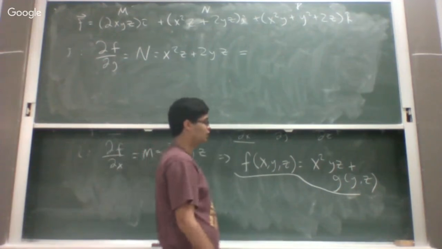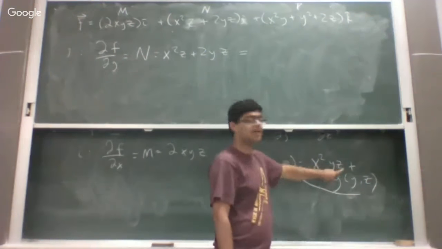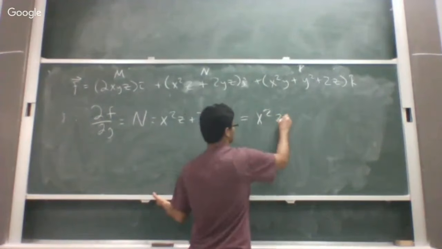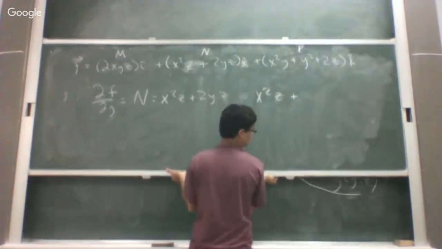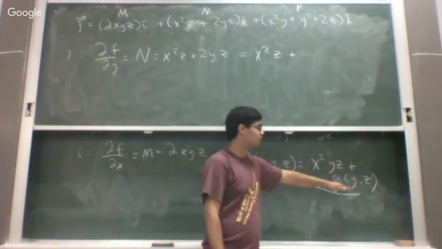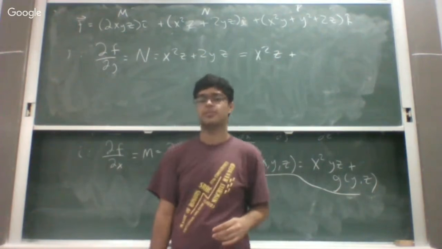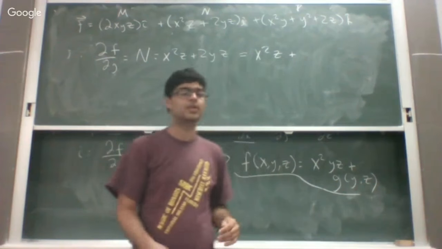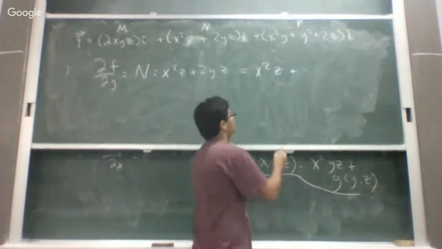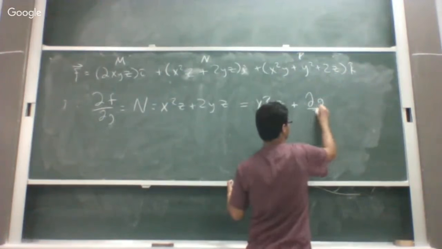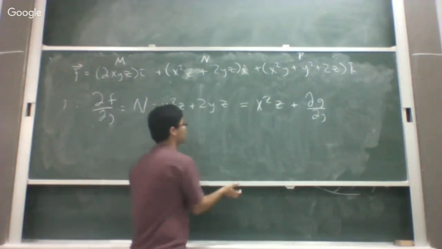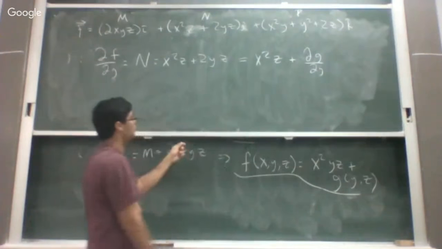With respect to y, x squared times z, because we took the partial with respect to y, plus the derivative of g, or we can just say the partial of g with respect to y. Did that make sense? So now we have an equation of sorts.